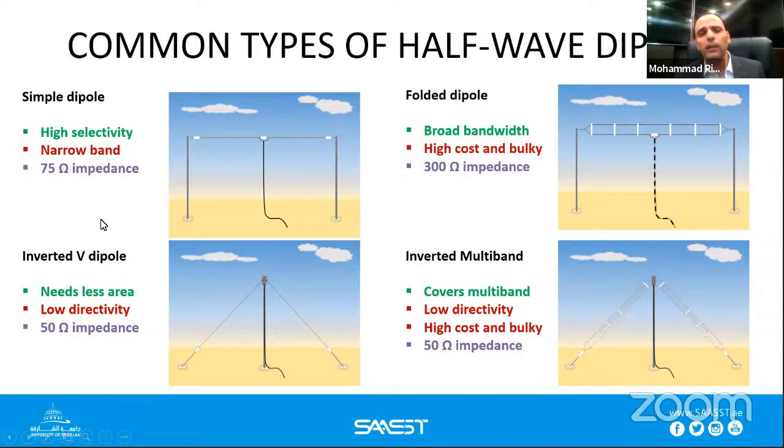By the way, we can make it in many designs, like this inverted V. You can change the impedance and it has a lower directivity. This is a multiband inverted V antenna, so you can receive many bands with a single dipole. And here we can see the folded one. It is also wideband. There are many; these are just common examples of antennas that are used for decametric radio arrays.